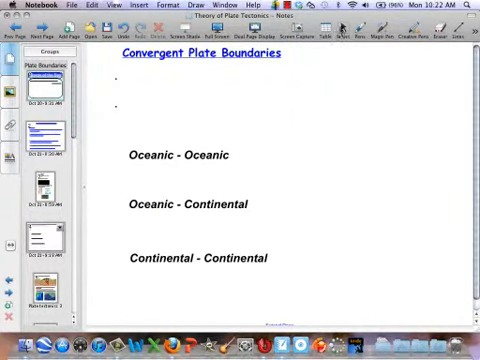Okay, the next one I want to talk about. The last one I want to talk about is a transform boundary. Convergent. You know, what does it mean to converge? Yeah, looks like.